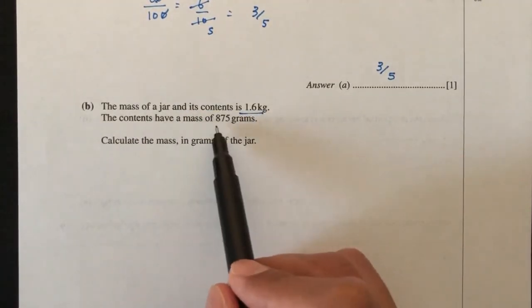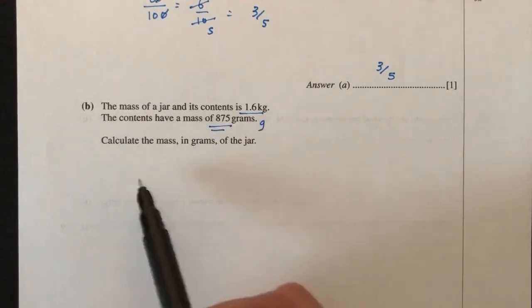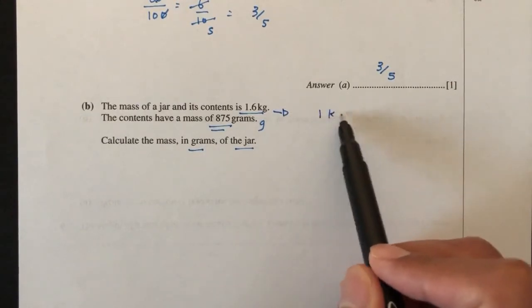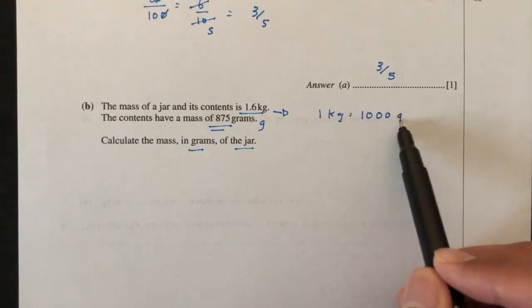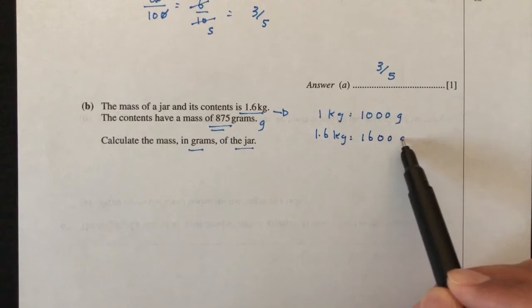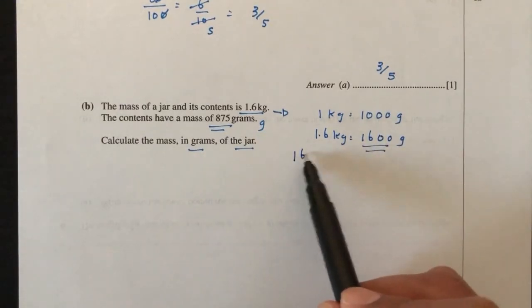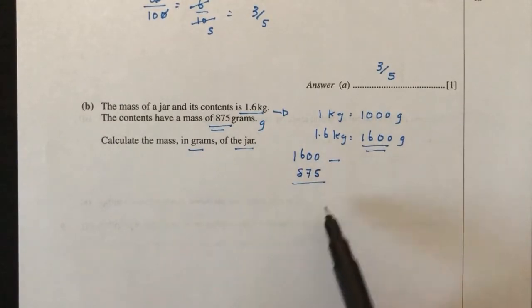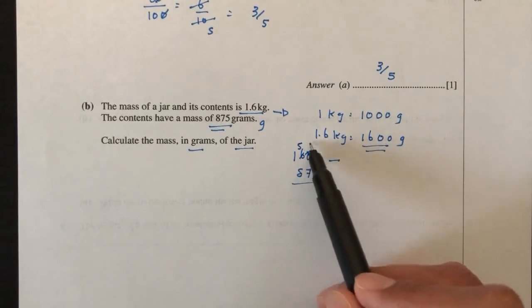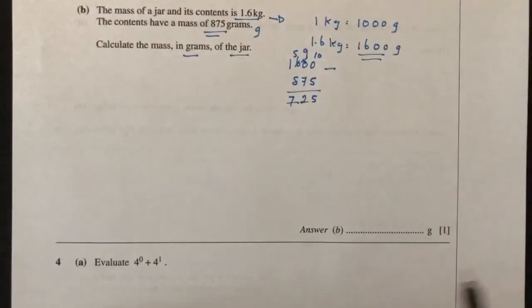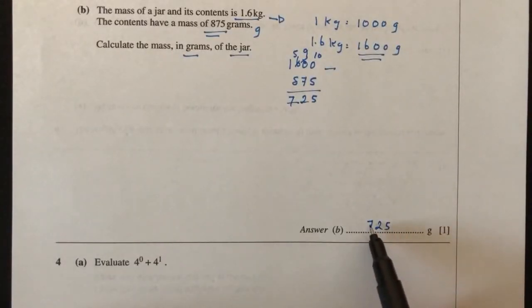Now part B, the mass of a jar and its content is 1.6 kg. The content has mass 875 grams. Find the mass of the jar in grams. So what is this in grams? We know that 1 kg is 1000 grams. So 1.6 kg will be 1600 grams. So we have to do this minus this to find the mass of the jar. So that will be 5, 9, 10. 5, 2, and that will be 7. Your answer will be 725 grams for the mass of the jar.